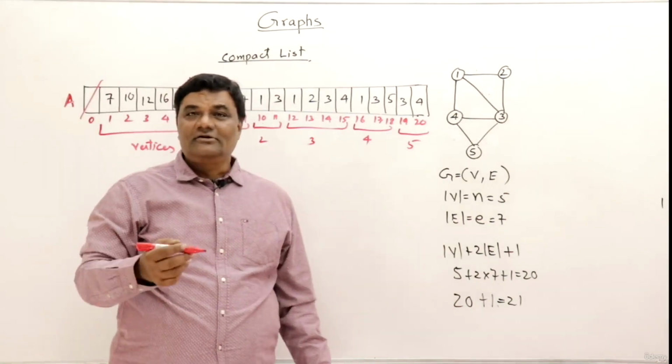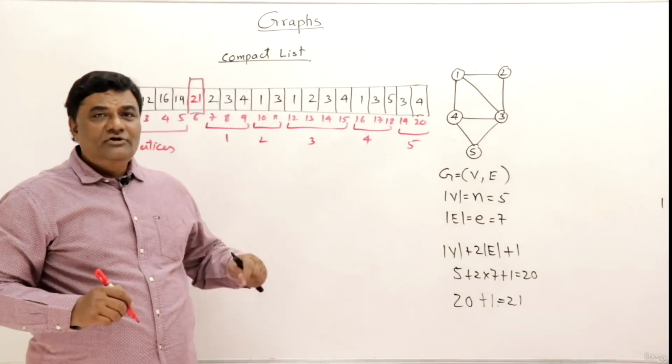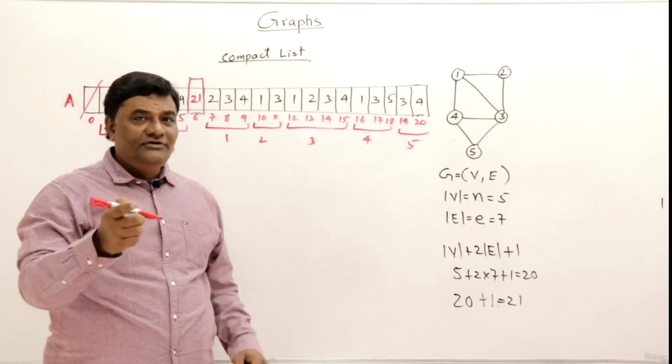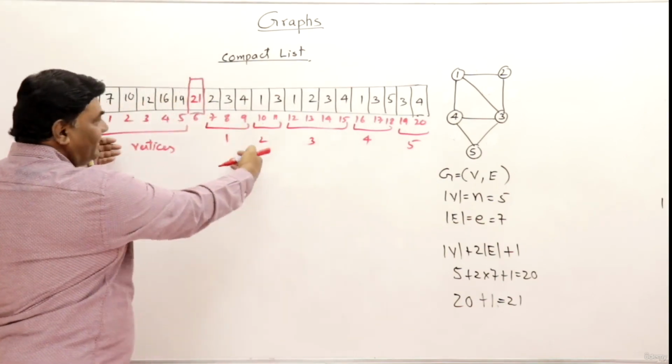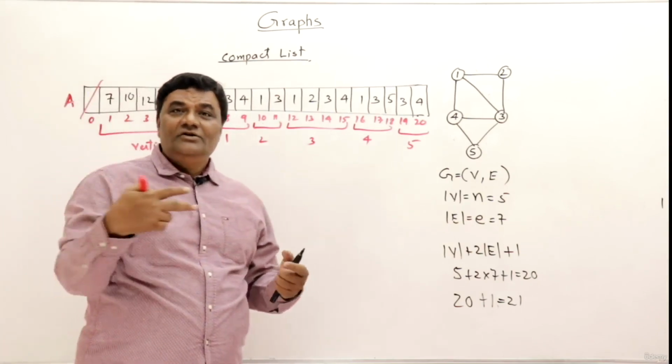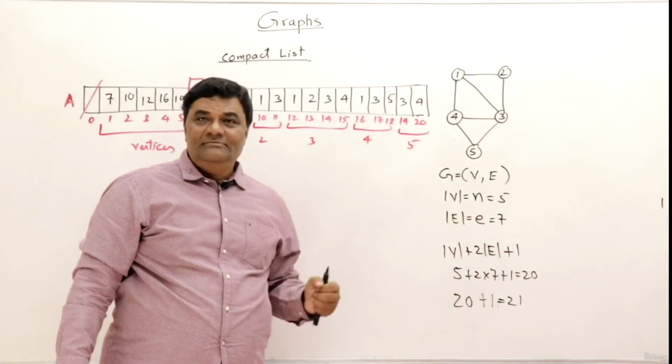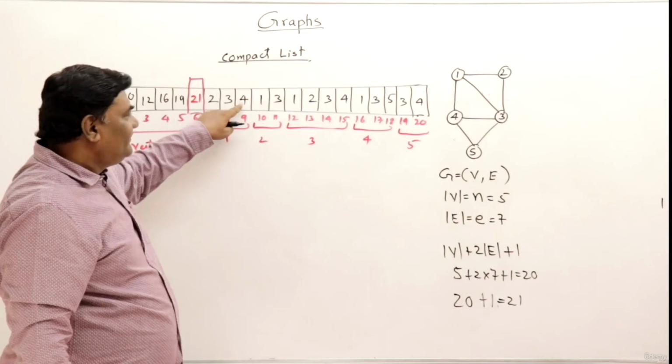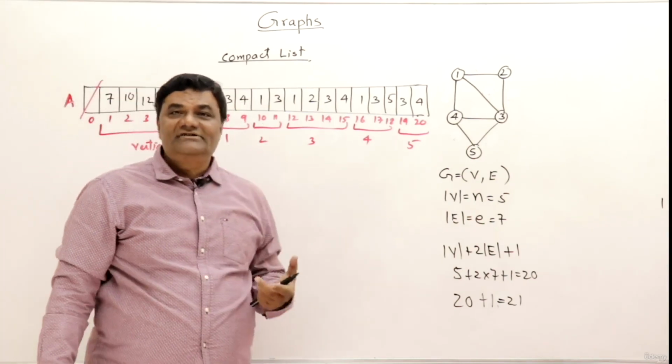So that's it. This is the compact list representation. I have not stored weights. If you want to store weights, then you should have one more array. It means a two-dimensional array, 2 rows and 21 columns. In each location you can have the vertex number, and below that you can also have its weight.